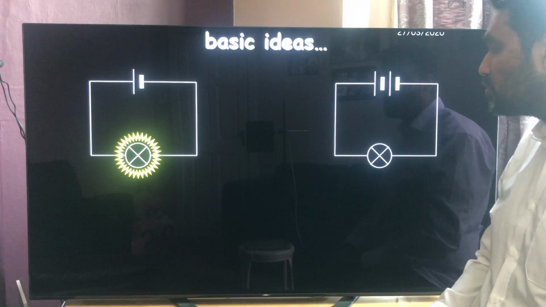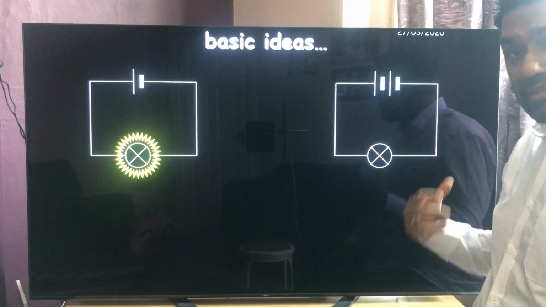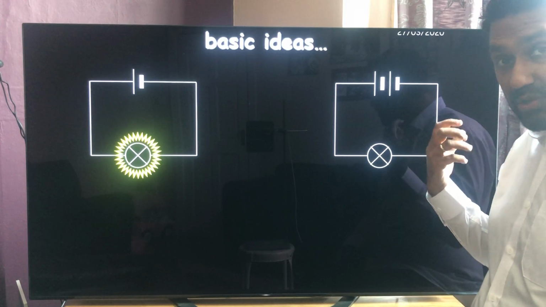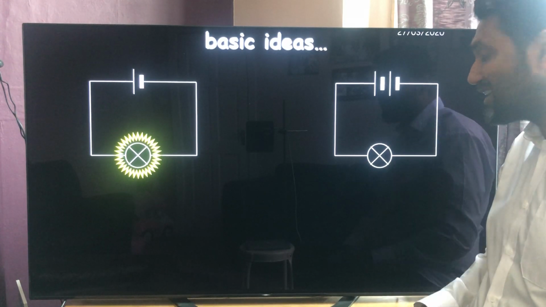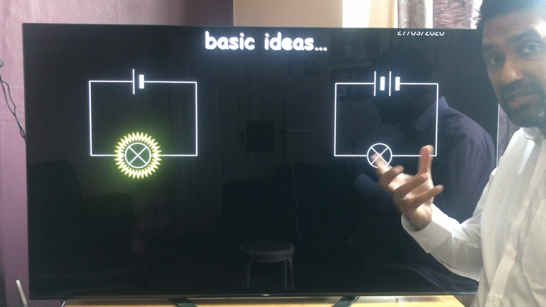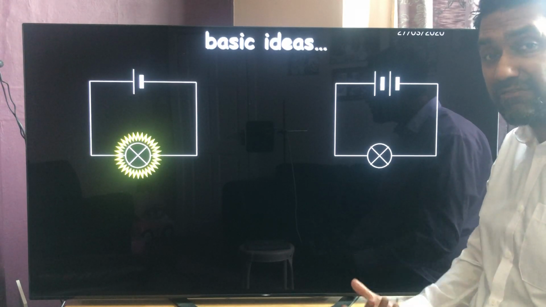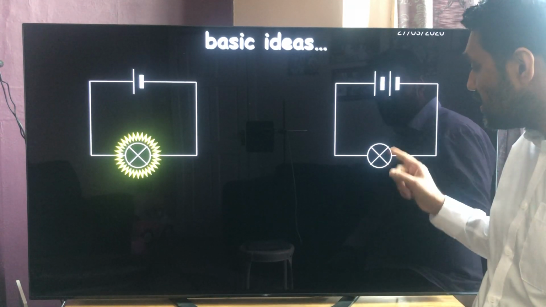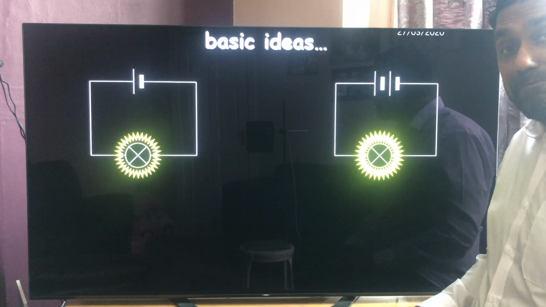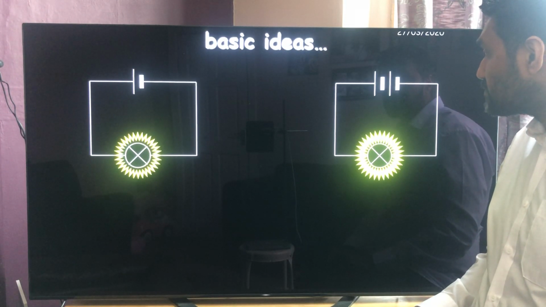Now this should be quite straightforward. It's something you would have done in primary school. More cells gives you a greater voltage. You'll have a greater potential difference. Remember, the correct word for voltage is potential difference. If I keep adding more cells, the bulb should get brighter. So it's a brighter bulb.